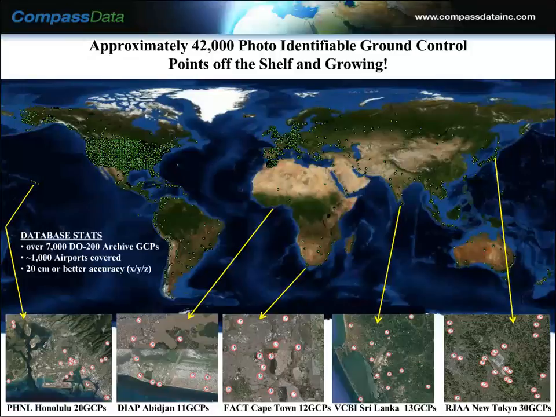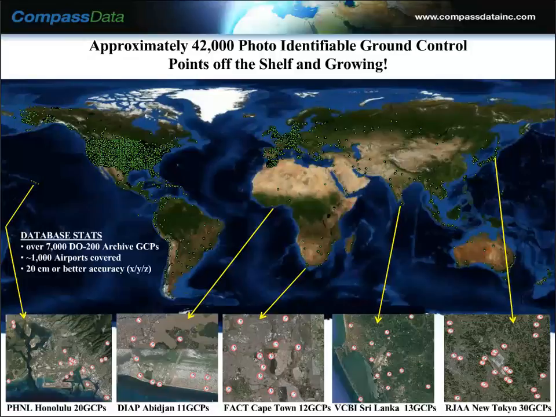As you look at the bottom here, you can see some of the locations we have, just zoomed in. Honolulu, 11 points, Cape Town, 12, Sri Lanka, Tokyo, a lot of different locations around the globe where we have physically been there, surveyed ground control points to that DO-200 process, done network adjustments, and gotten all the documentation in place for the DO-200 process so that it can be used for this safety critical data that gets put into a cockpit.